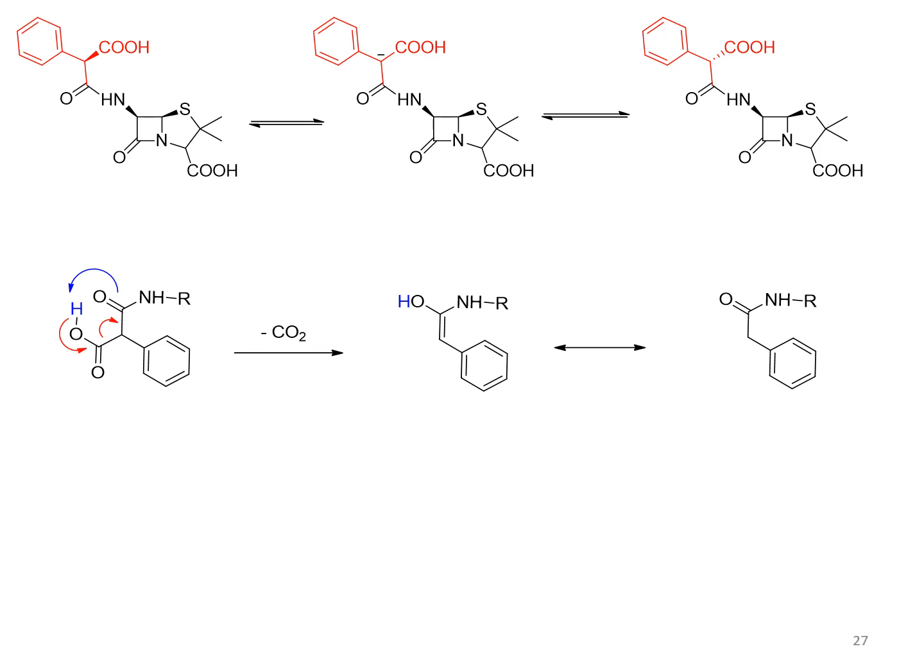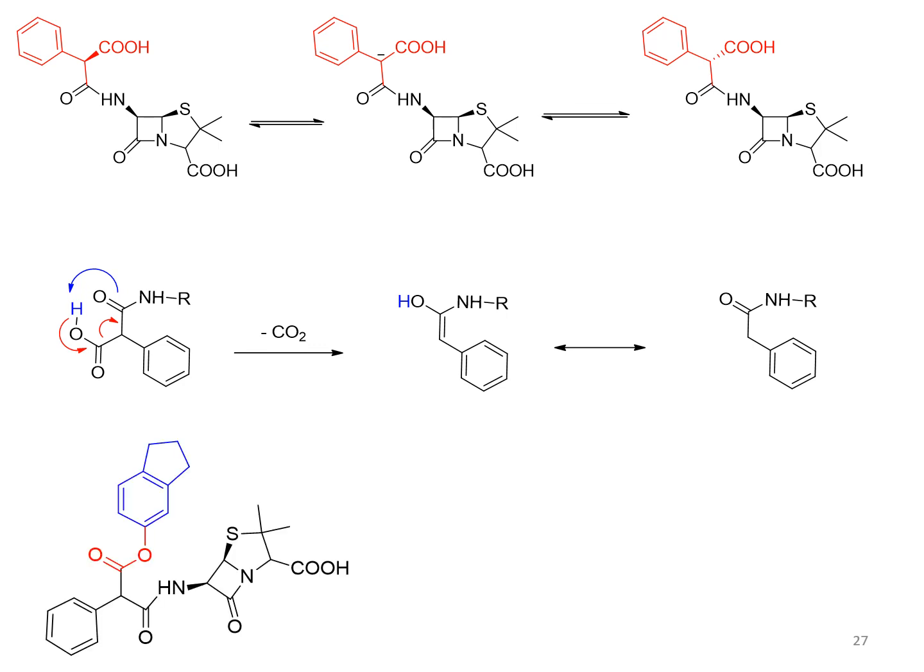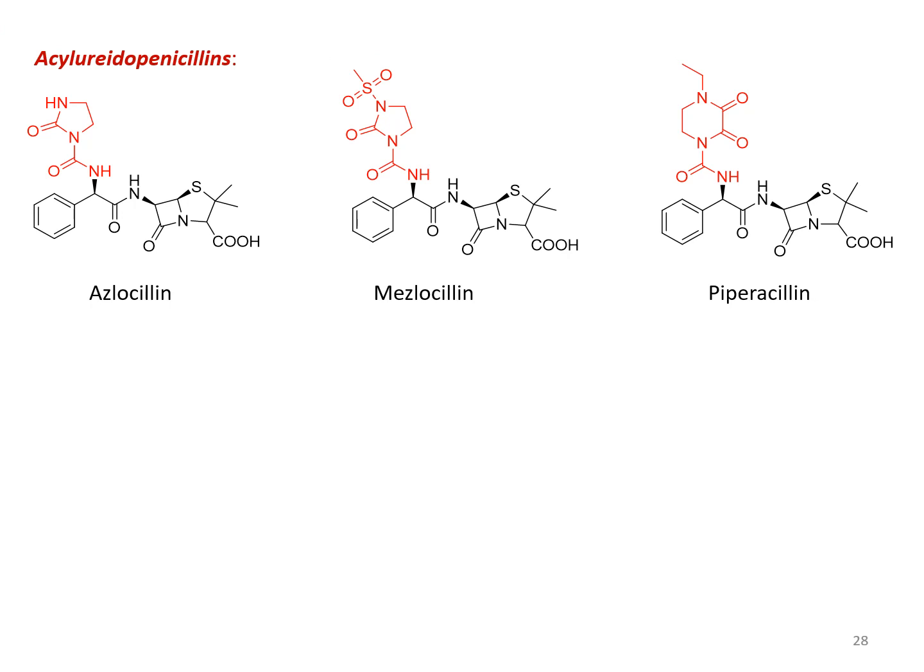Esterification of the carboxylic acid, such as in the case of indanyl carbenicillin, prevents decarboxylation, thus it can be given orally. Ticarcillin, for a reason that is not well understood, does not undergo decarboxylation, thus it has replaced carbenicillin and indanyl carbenicillin. The other subgroup of beta-lactamase sensitive, broad-spectrum, and parenteral penicillins are the acyluredopenicillins, which include azlocillin, mezlocillin, and piperacillin.